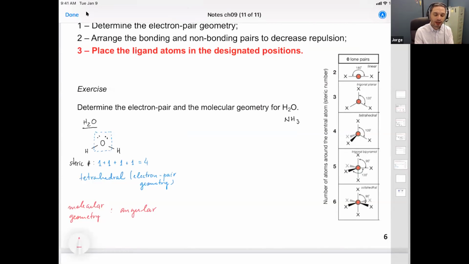Okay, so that's how you move from Lewis structure, electron pair geometry, and molecular geometry. The electron pair geometry is going to give you the geometry of everything around the central atom, and the molecular geometry is going to look at which atoms are bonded to the central atom. So we are going to hide here the non-bonding pairs, and that's the molecular geometry for water. Okay.